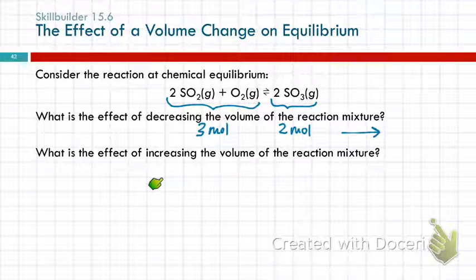What if we increase the volume? We'll shift to the left. We just answered the first one, and this is the opposite, but we should be able to think this through. Increasing the volume of the gas mixture causes the pressure to decrease. In order to replace that, it'll shift to the side with more moles of gas.